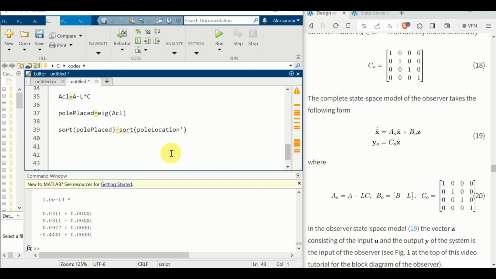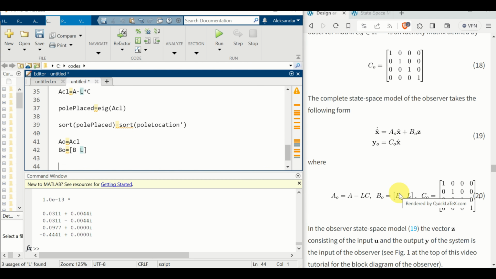So what's the first step? Let's define the observer matrices. Let's call A observer, and the A observer is a closed loop. Then B observer is actually, let's look here, B and L.